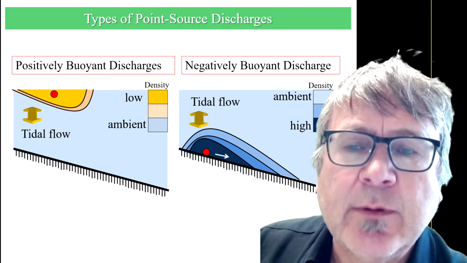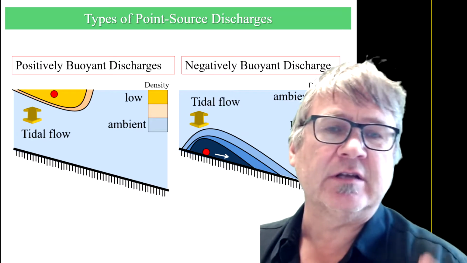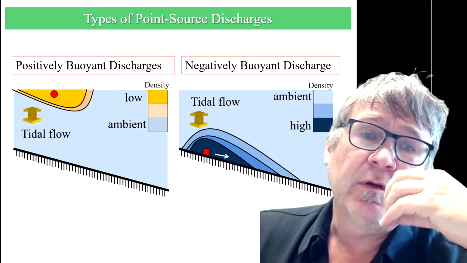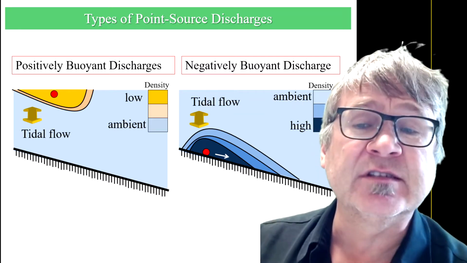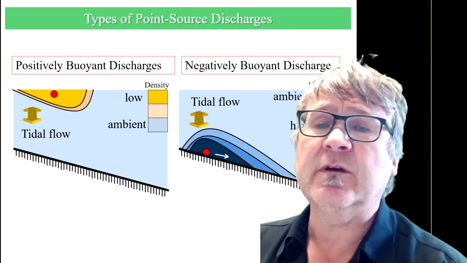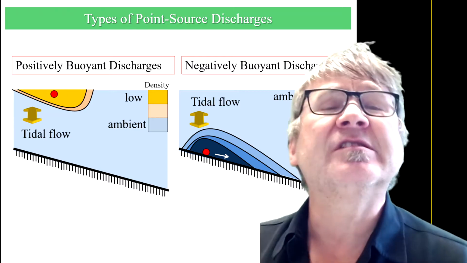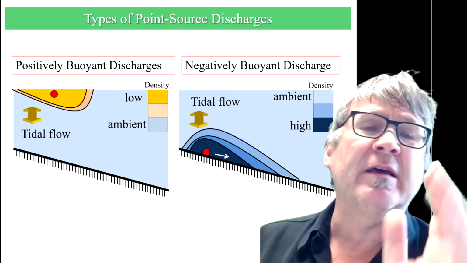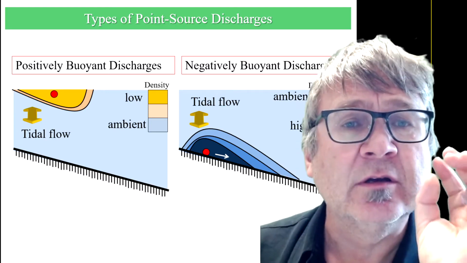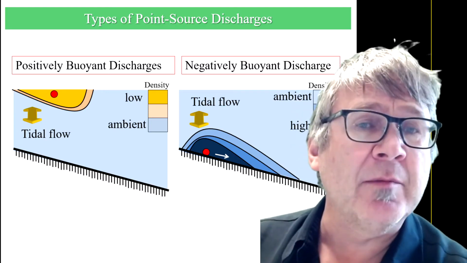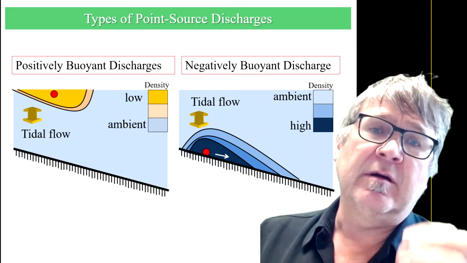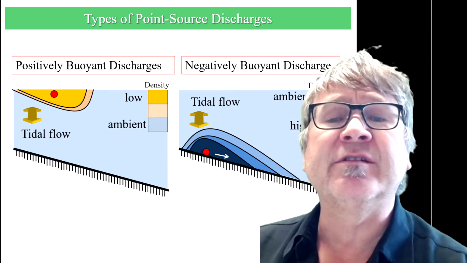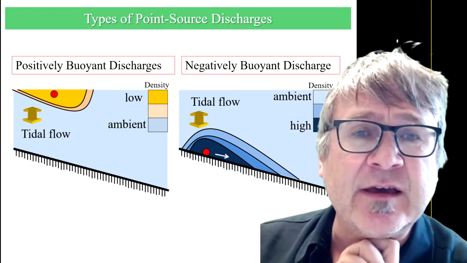So let's focus a little bit more on point source discharges. You can have two different types. One is discharge of low density water near the surface, shown here on the left, positively buoyant discharge. And often in estuaries this just takes place, and you discharge something into a sub-estuary, into a river arm, and this then becomes distributed through your estuary. Positively buoyant discharges in positive estuaries.